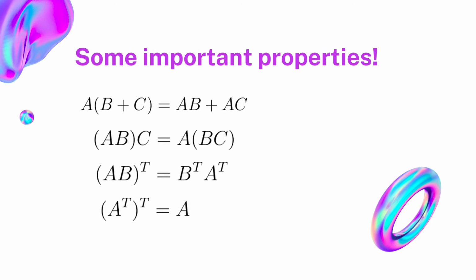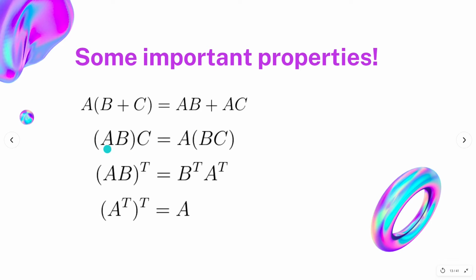So these are some important properties to remember. Let's take 3 matrices for example, A, B and C. So A times (B plus C). So first sum up B and C and then multiply with A. That is exactly the same as taking AB and adding that with AC. This is the distributive property. This holds true even in the matrix case. And this is what we call the associative property.